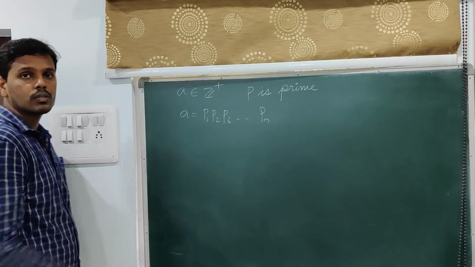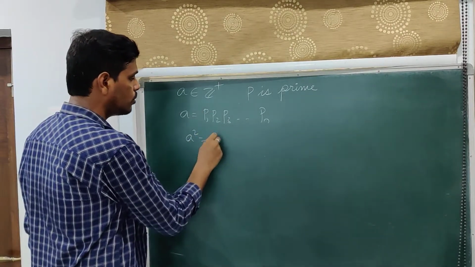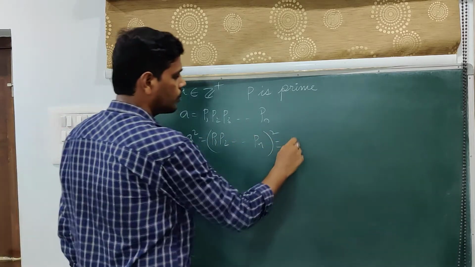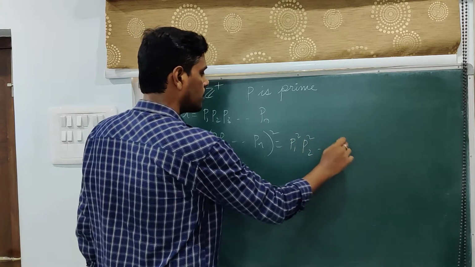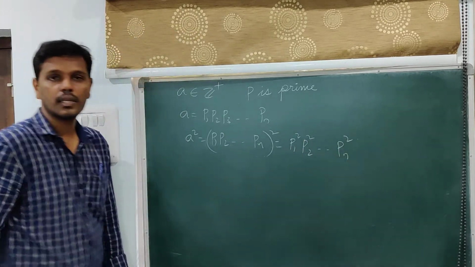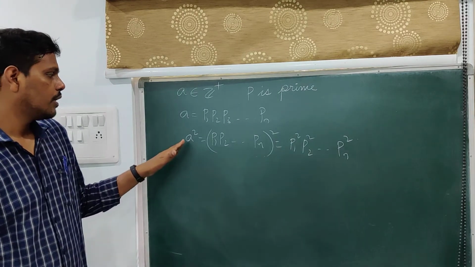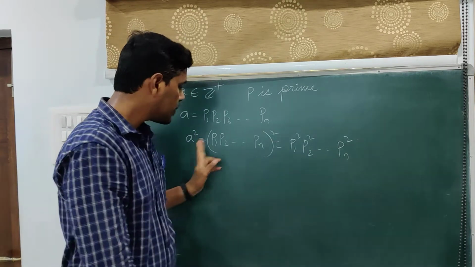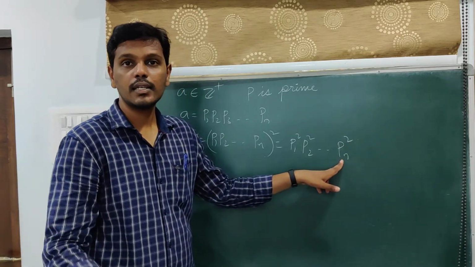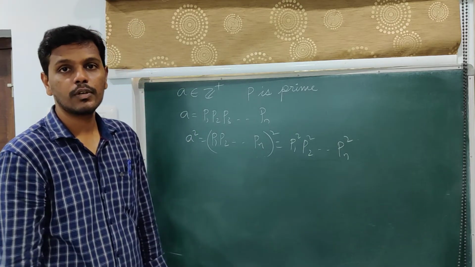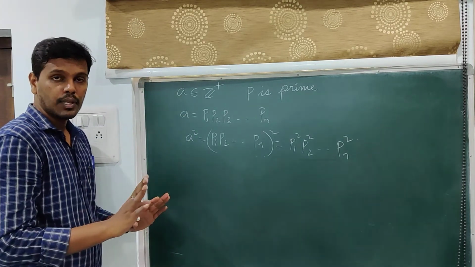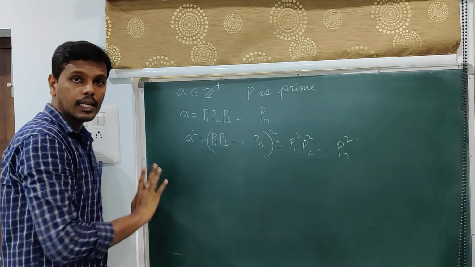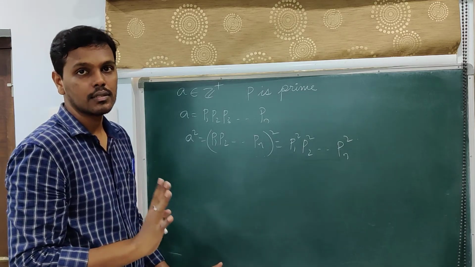Now our focus is on A square, so I will square both sides. So A square is equal to (P1, P2, and so on, Pn) whole square. Now this is the same as P1 square, P2 square, and so on, Pn square. Okay. Now A square is written as a product of primes, in fact, A square's prime factorization is this, and by the uniqueness part of the fundamental theorem of arithmetic, we can say that apart from the prime factors P1, P2, and so on, Pn, for A square there are no other prime factors. That is what we can say.